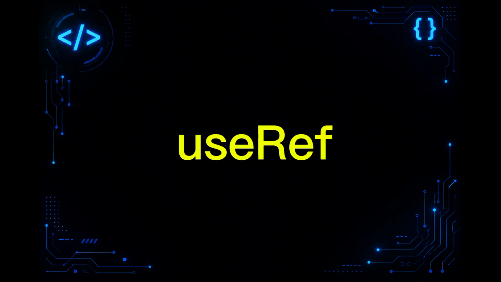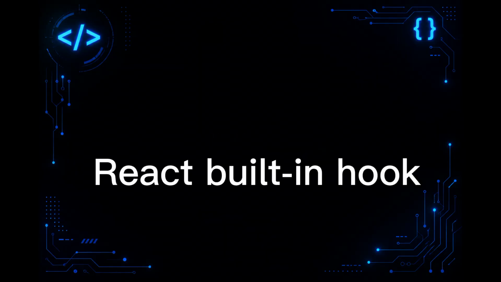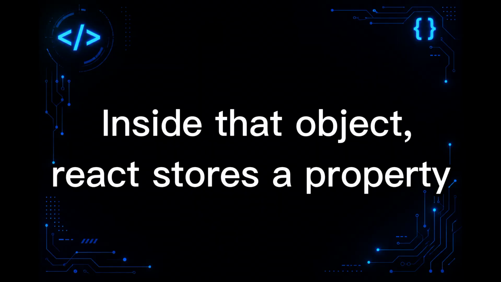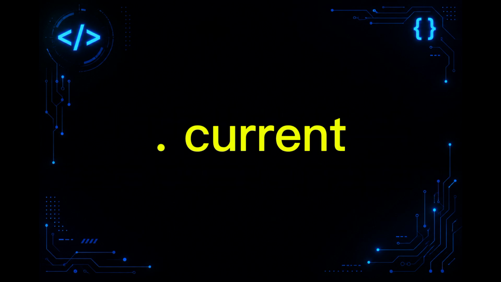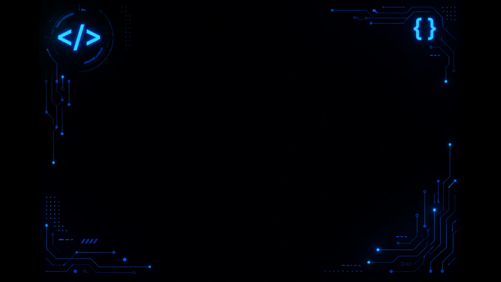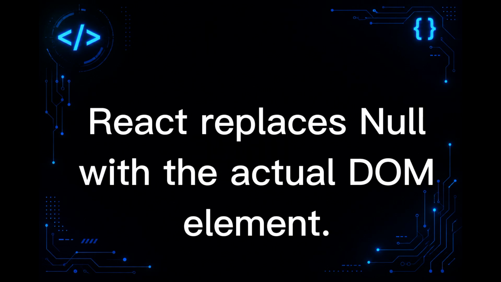useRef. This is React's built-in hook. It creates a special object. Inside that object, React stores a property called .current. Initially, React doesn't know which HTML element you will connect. That's why we pass null. Later, React replaces null with the actual DOM element.